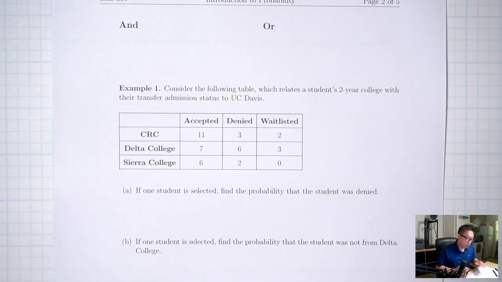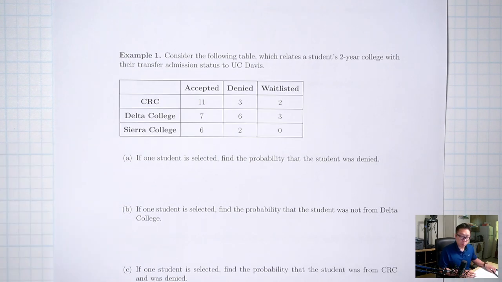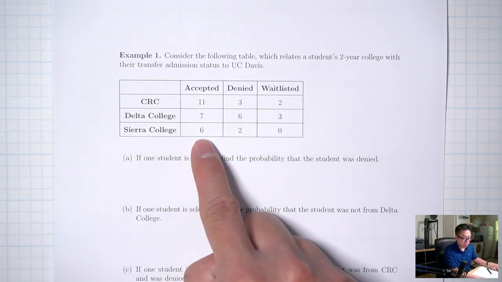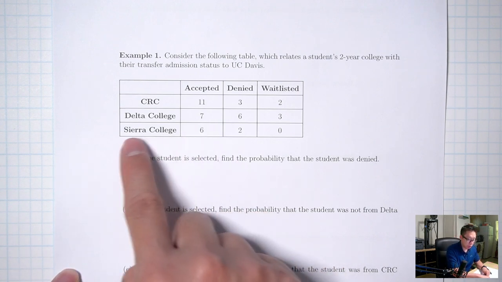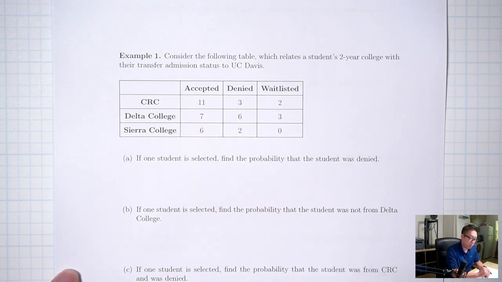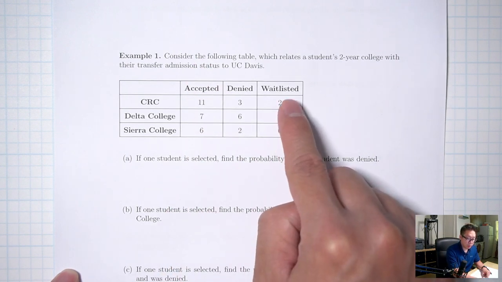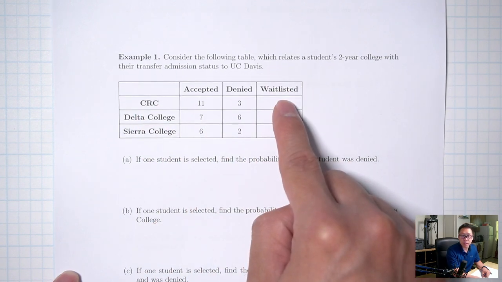Example one, consider the following table which relates a student's two-year college with their transfer admission status at UC Davis. Let's first talk about how you read this table. This six, what does this six mean? The six means that there are six students who are from Sierra College, and at the same time, they were accepted to UC Davis. What about this two? These two students are from CRC, and at the same time, they were waitlisted at UC Davis.